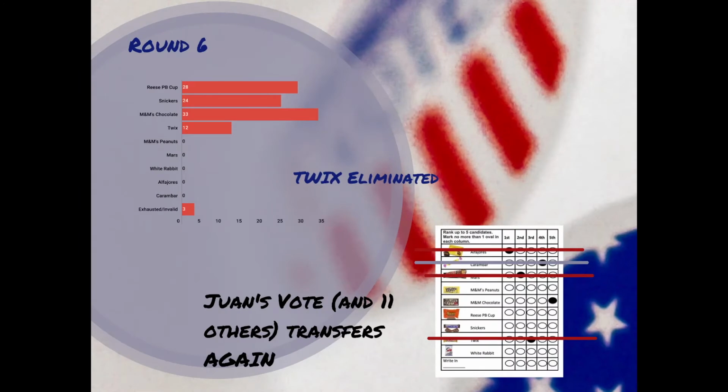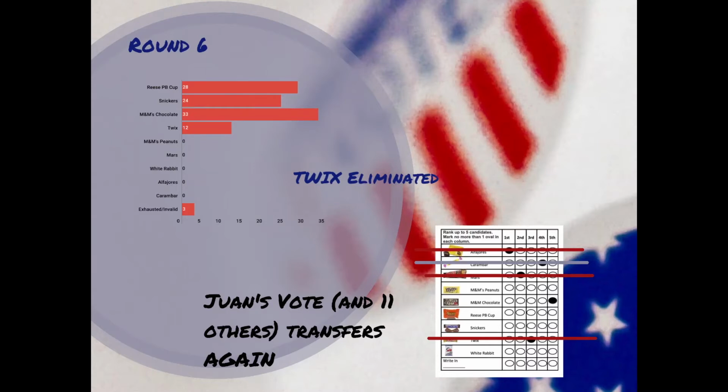We get to round 6. Twix is now the candidate with the lowest number of votes. There's actually one additional exhausted vote that happened when Mars was eliminated. So Twix is going to be eliminated. Juan, it was his next choice. So again, his vote will transfer. So his vote transfers from his third choice, Twix, to his fourth choice, Carambar.